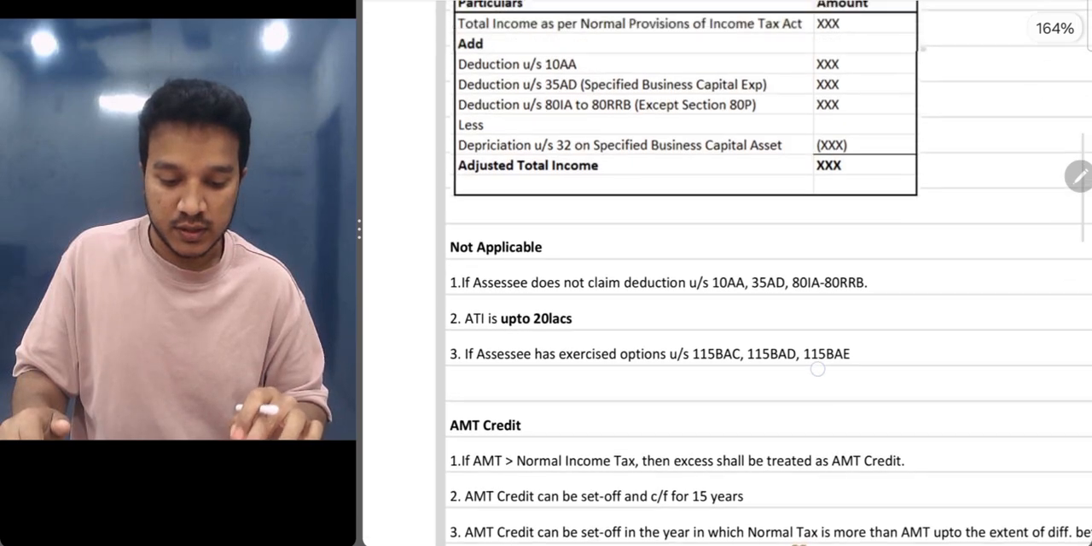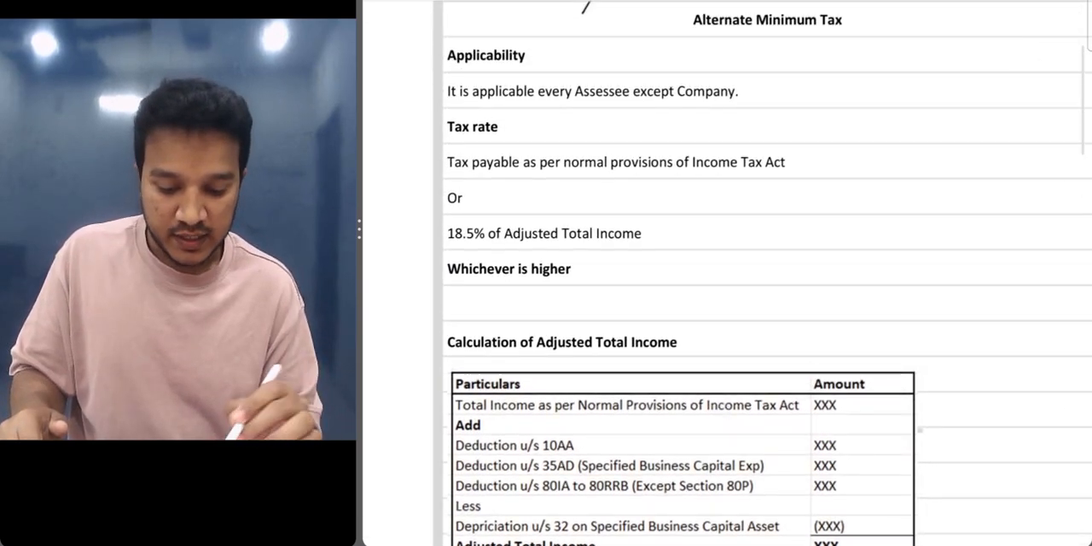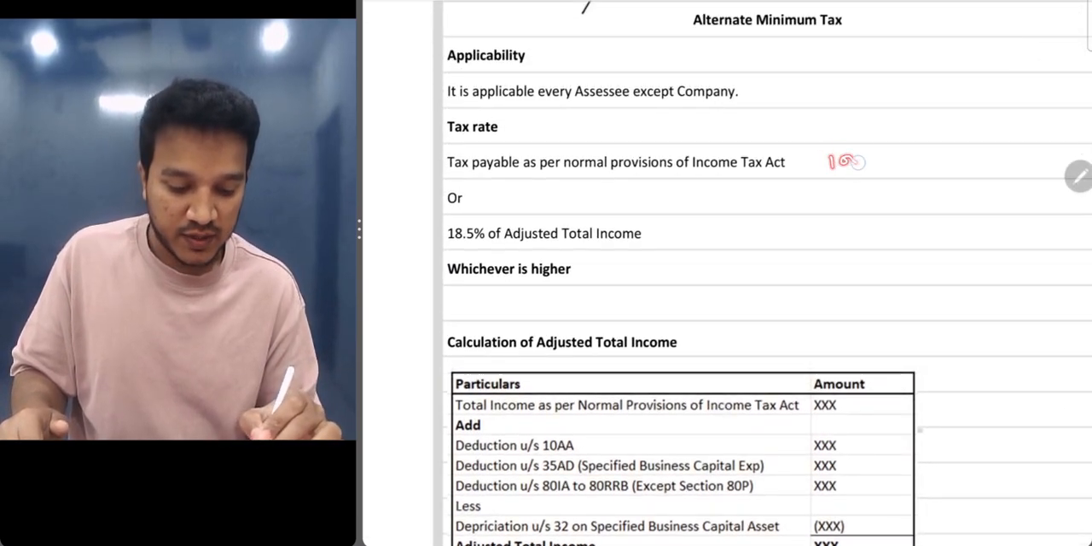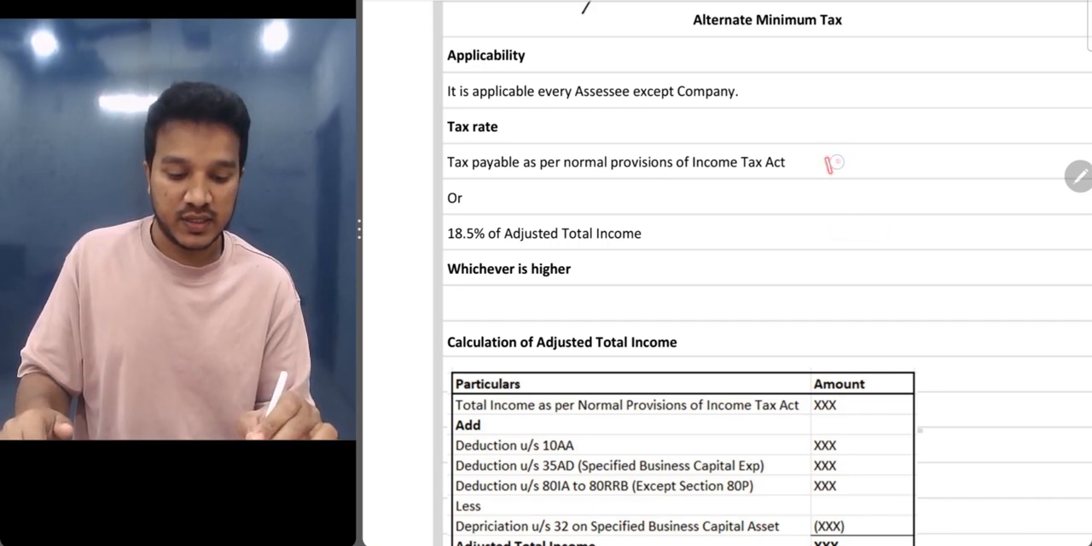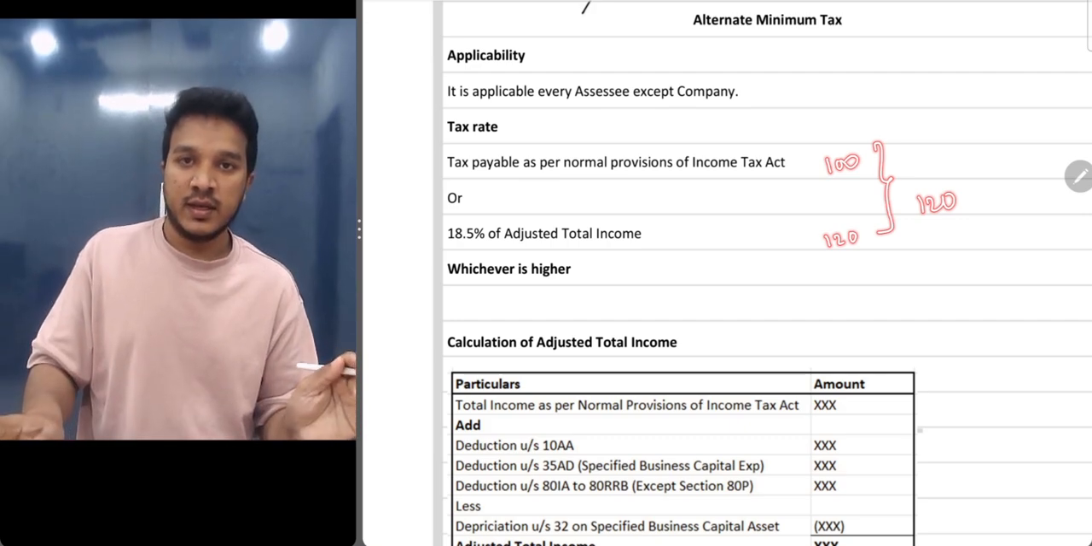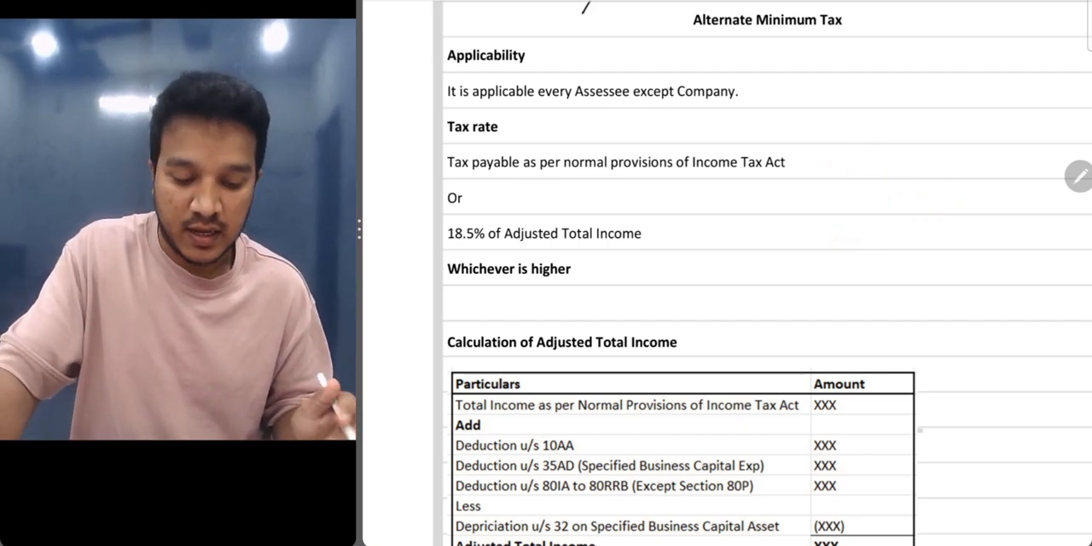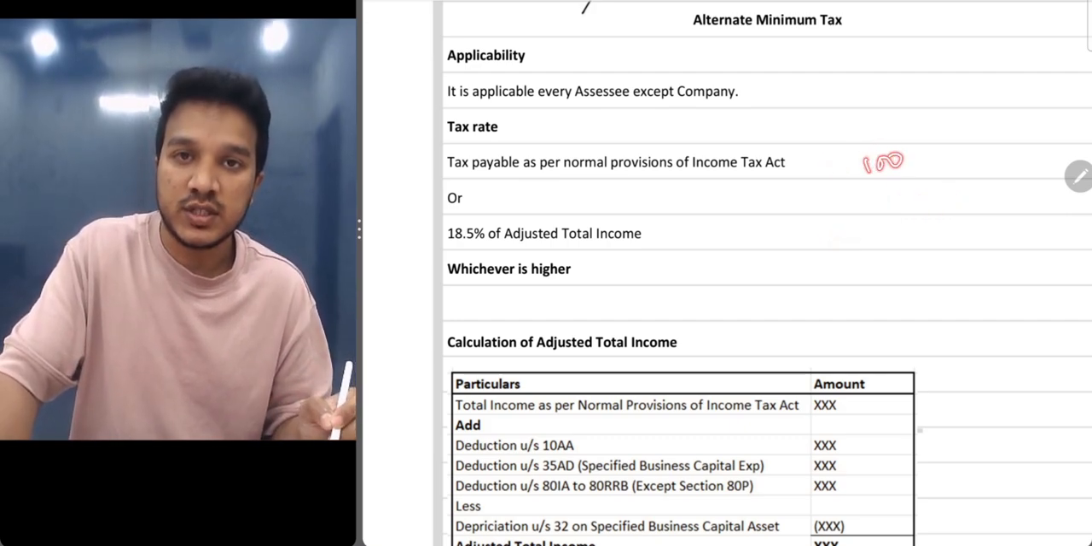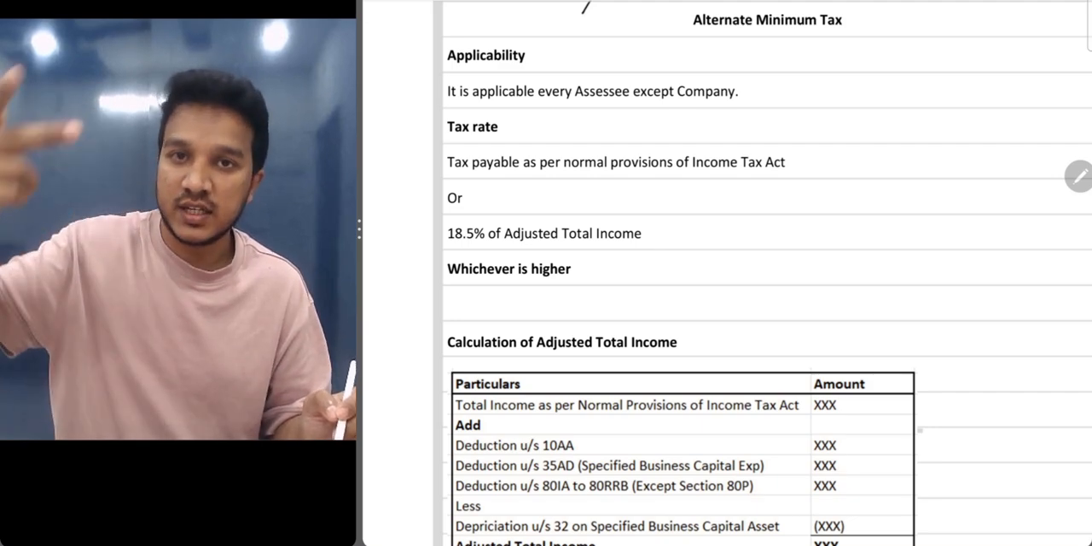And the last point is, in case tax payable as per normal provisions of the Act is 100 or as per adjusted total income it is 120. Since whichever is higher, I'll have to pay tax. So I'll pay 120. Actually, I was supposed to pay only 100. But how much did I pay? I paid 120. 20 rupees extra I paid.